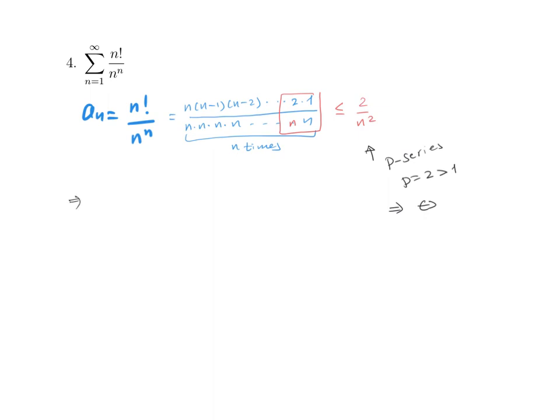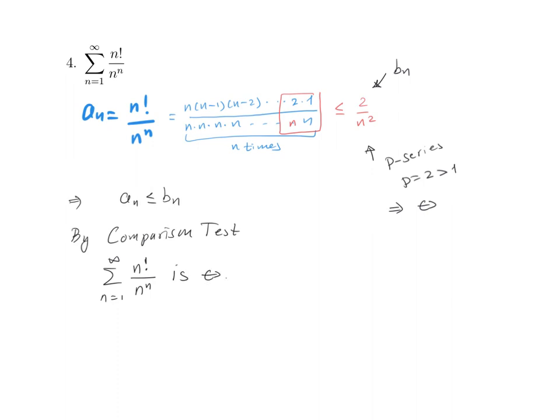So therefore, here an is less than or equal to bn. So we're going to select this to be bn. So by the comparison test, that implies that this, which by the way is a series we're going to see a lot in the coming sections, is convergent.